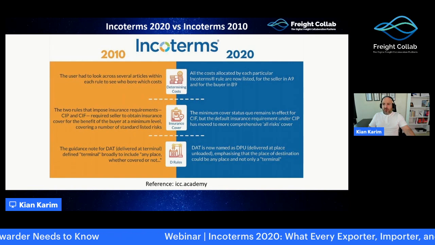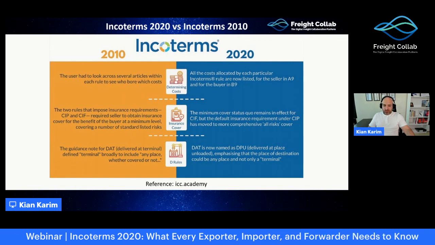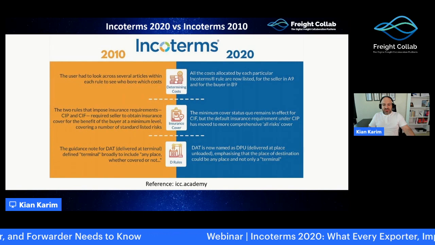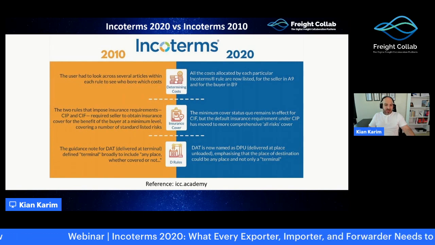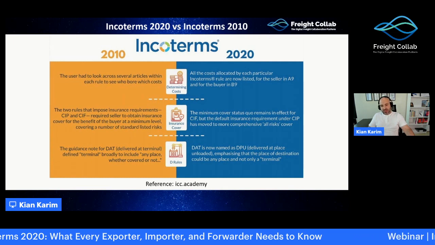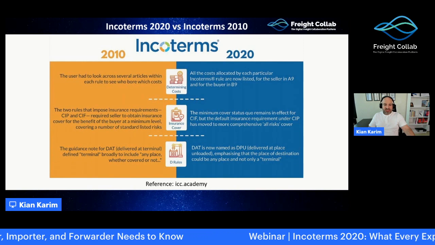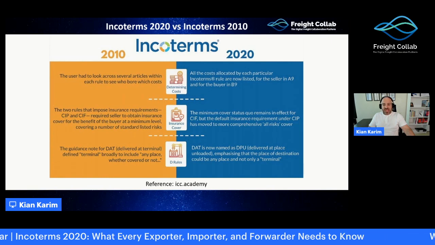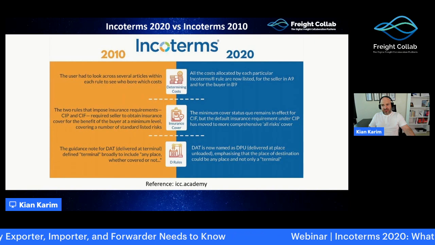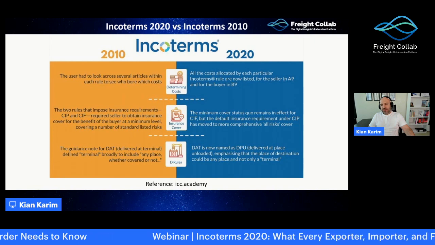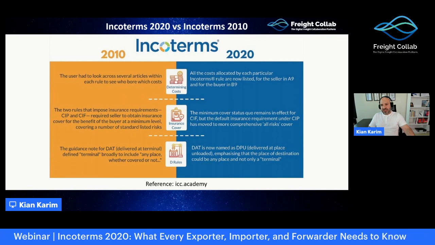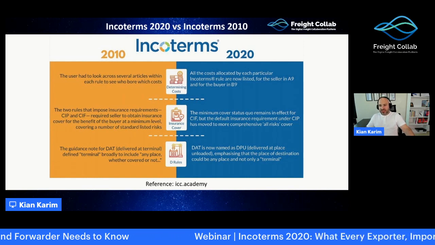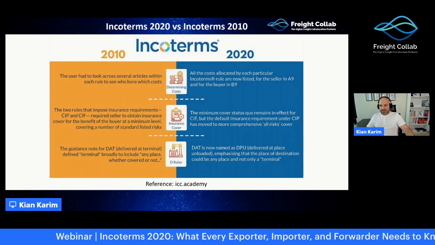The most important update for 2020 is the new rule, the change in DAT, delivered at terminal, in 2010, because the terminal was a little confusing. In 2020, to clarify, they've changed the name to DPU, delivered at place unloaded. And in DPU, the delivery spot can be literally anywhere, not just a place called terminal. This was the most important update between the 2020 and 2010 Incoterms. So now you can understand the differences between Incoterms 2020 and Incoterms 2010.